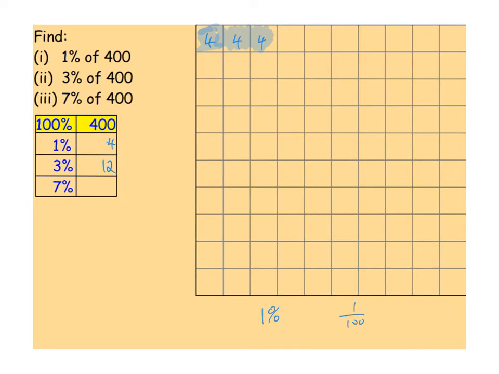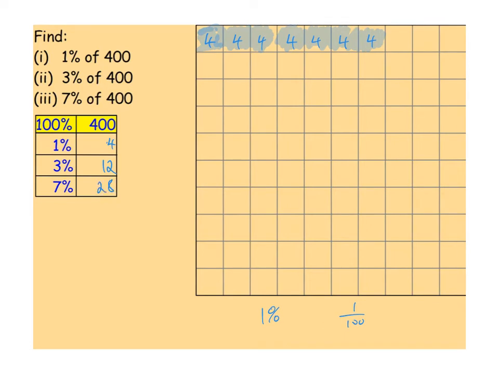And 7%, well, I can do the same thing again. 4 squares, 5 squares, 6 squares, 7 squares. Each of those is worth 4. So that's 4, 8, 12, 16, 20, 24, 28. So 7% of 400 is 28.